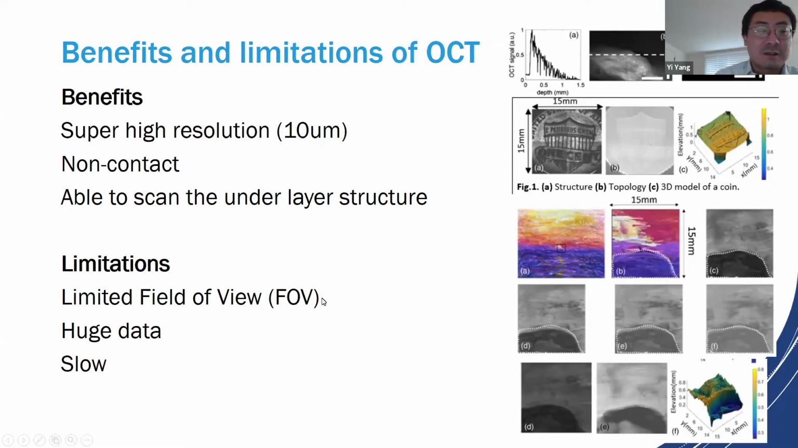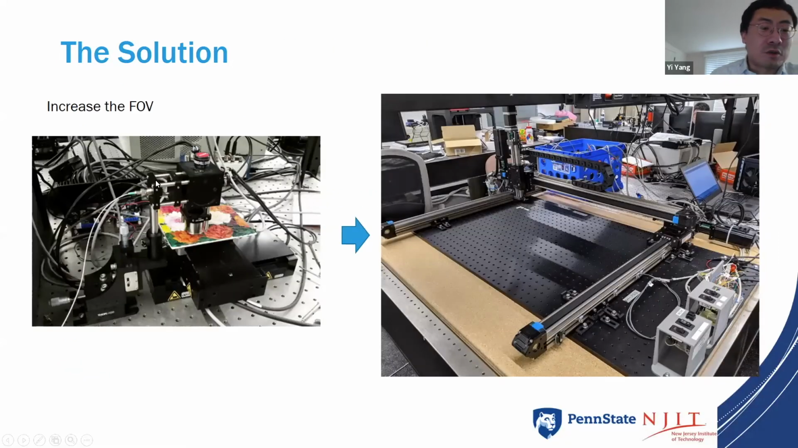And we just put in some art painting samples, but we couldn't really scan anything larger than 1.5 by 1.5 centimeters. We also have a huge amount of data to process, and the system was relatively slow. So this is our original system. As you can see, we have our very small painting here, and it only samples a very small size.